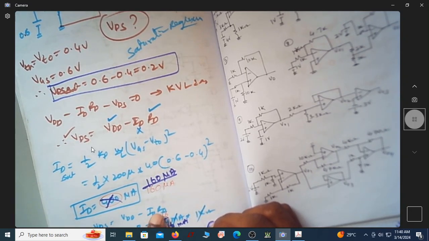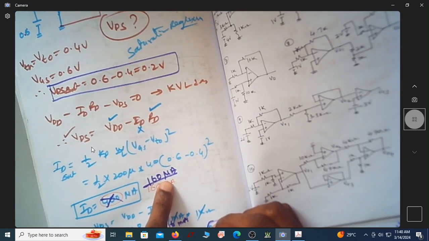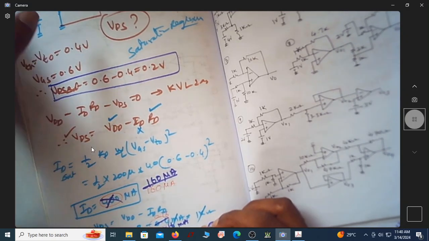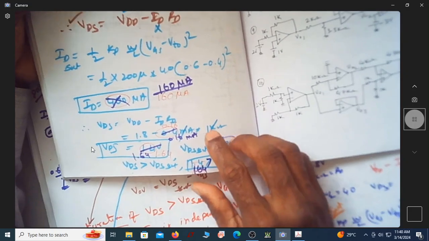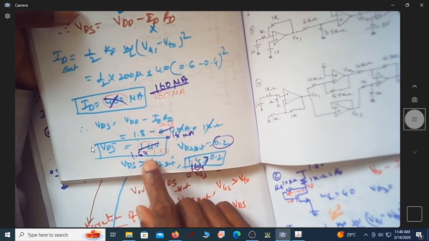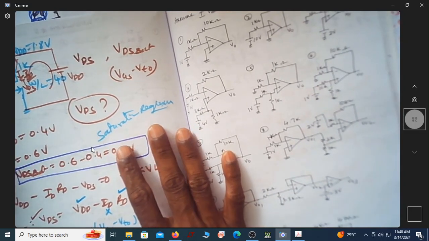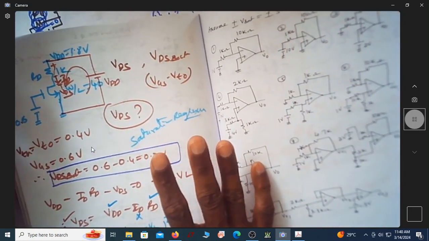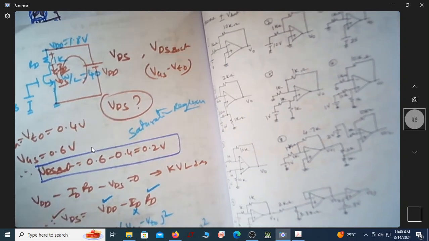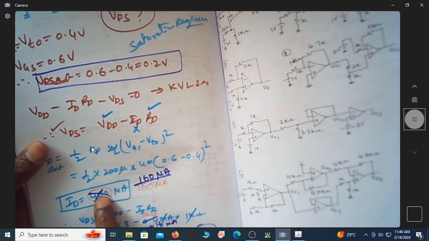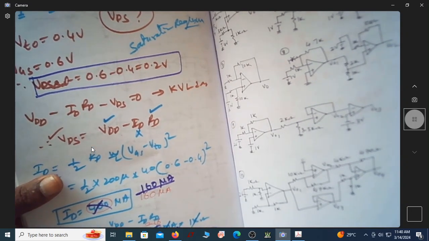I think most of you have noticed it. Substituting that current as 160 microampere into this equation, VDS comes out to be 1.64 volts, which is far more than 0.2. So the region of operation of this MOSFET still remains the saturation region. So this is one small mistake: instead of 160 microampere, by mistake it was taken as 400 microampere.